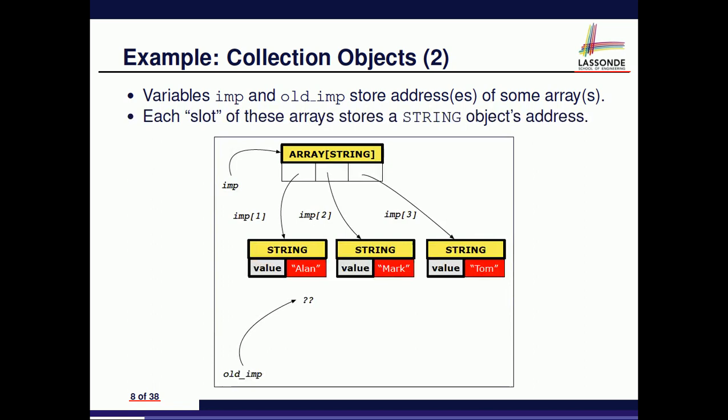First of all, let's convince ourselves this diagram makes sense. You can see that imp is pointing to an array of size 3. Imp at position 1 is pointing to Alan. Imp at position 2 is pointing to Mark. Position 3 is pointing to Tom. And the old imp is not initialized just yet. Okay, that's the setup.